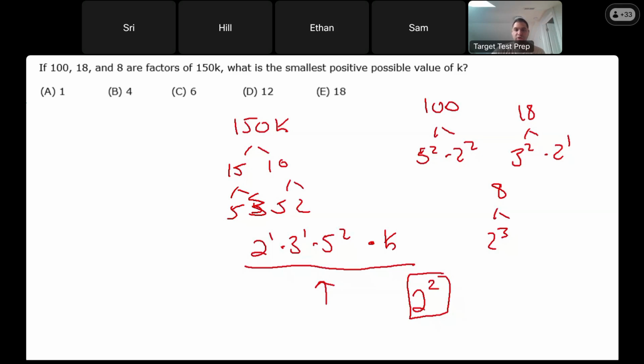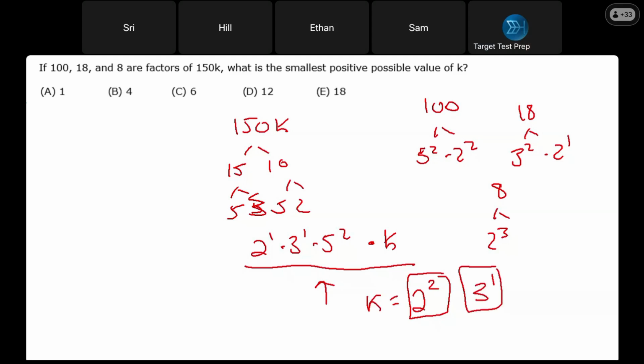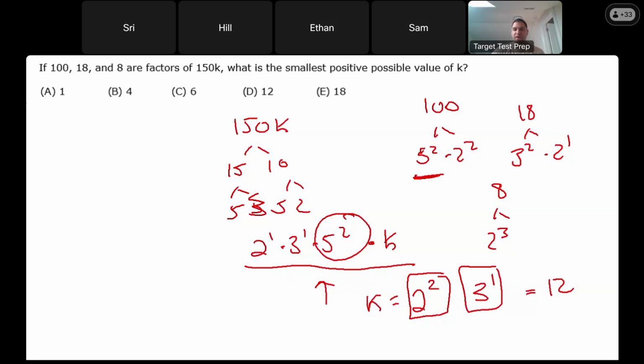How many 3s do we have? We have one 3, but you see we need 1 more 3 for this division to work. So K has to be the extra 3. We're covered on our 5s because the most 5s we have here is 5 to the 2. Notice we have 5 to the 2 here. So 2 to the 2 times 3 to the 1 just ends up giving us 12. So the answer is, of course, D. All right, let's keep moving here.